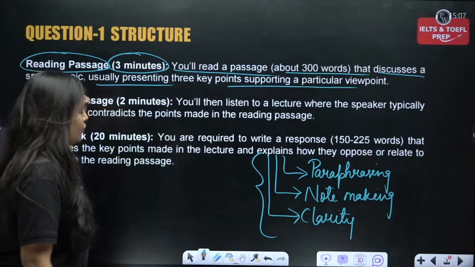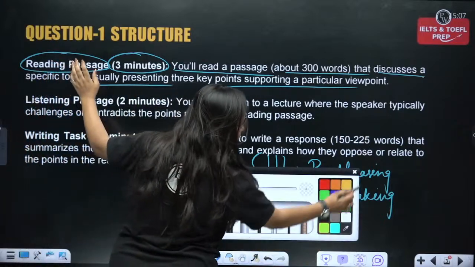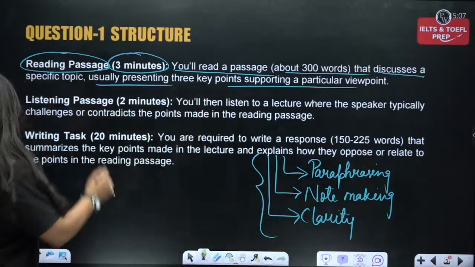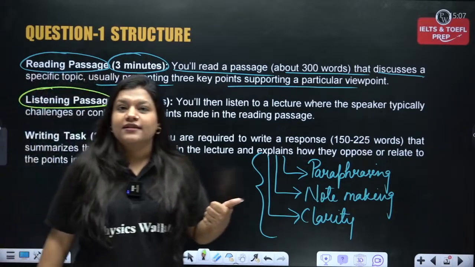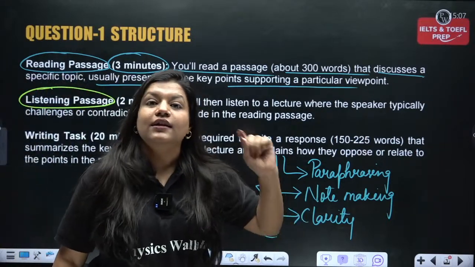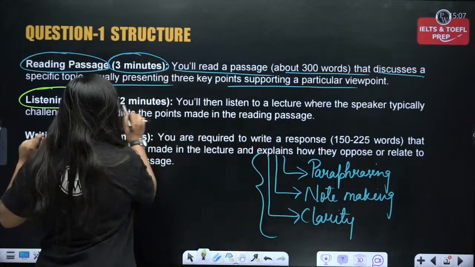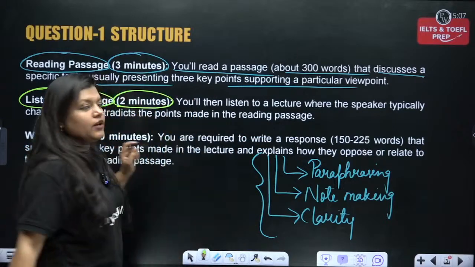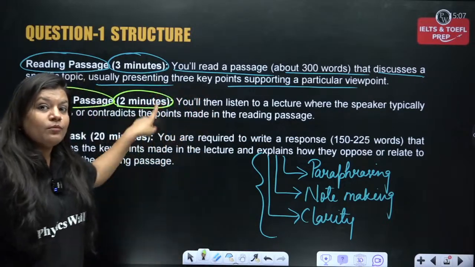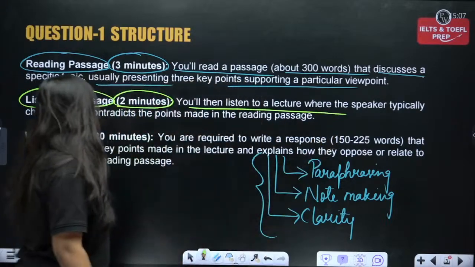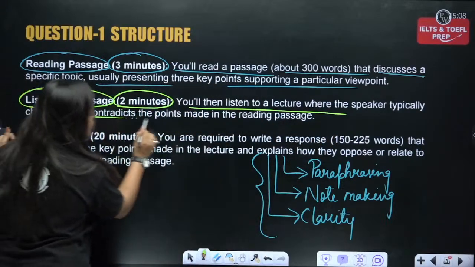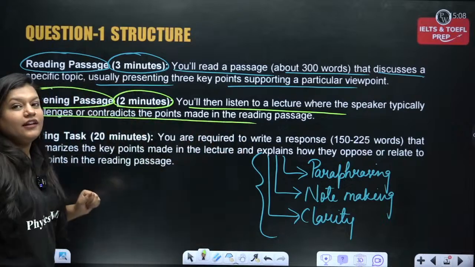So what you got to know is you are going to get a reading passage out here, right? And then comes a listening passage. Now what is the listening passage? The listening passage majorly deals with listening audio. So basically it is going to be 2 minutes. So 3 minutes in reading, 2 minutes in listening, and you will listen to a lecture where the speaker typically challenges or contradicts the point made in the reading passage.